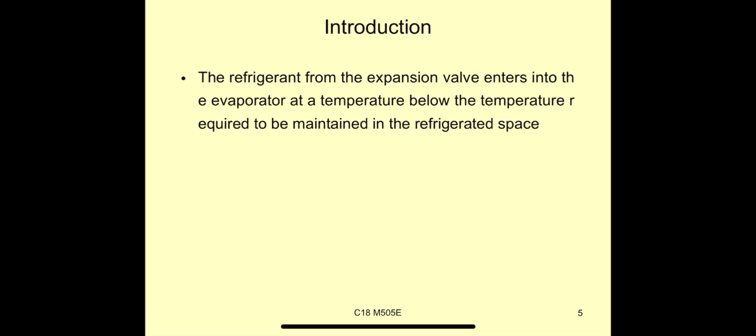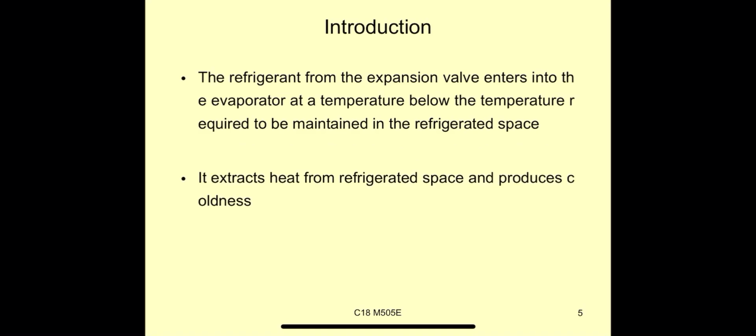The refrigerant from the expansion valve enters the evaporator, where the temperature is below the temperature required to be maintained in the refrigerated space. It extracts the heat from the refrigerated space and produces the coldness. So the temperature entering the evaporator is lower than the inside temperature, so it absorbs the heat. This is how the heat is transferred: from high temperature to low temperature.